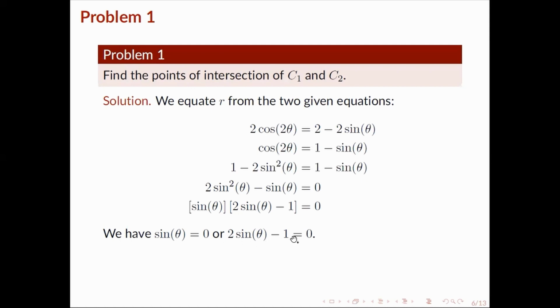So solving for the values of theta from sine theta equals 0, we get theta equals 0 or pi. On the other hand, from 2 sine theta minus 1 equals 0, we have theta equals pi over 6 or 5 pi over 6. This is because sine theta here will be equal to 1 half. And we get these values of theta.